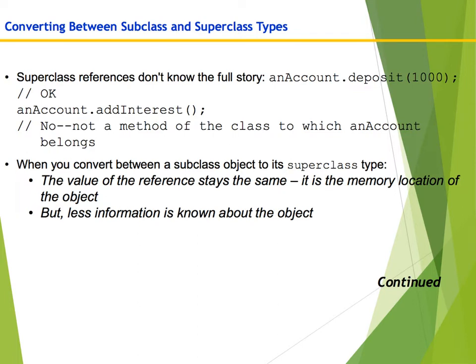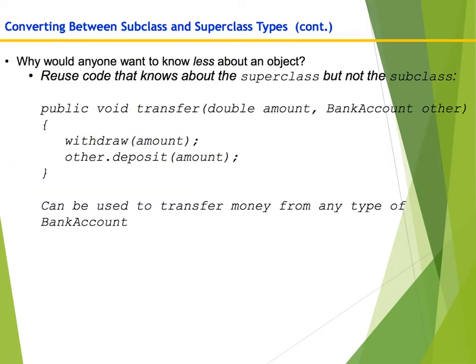So when you convert between a subclass object to its superclass type, the value of the reference stays the same, which is the memory location of the object, but less information is known about the object. So the question here is, why would anyone want to know less about an object? In other words, why should we have a superclass reference to a subclass?